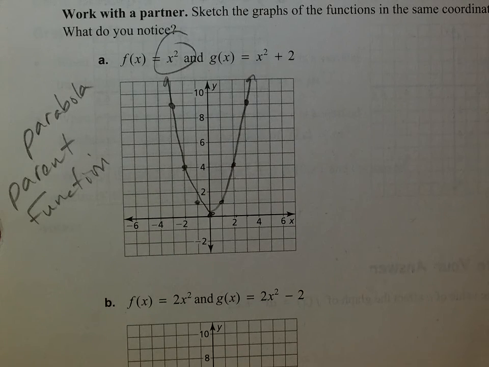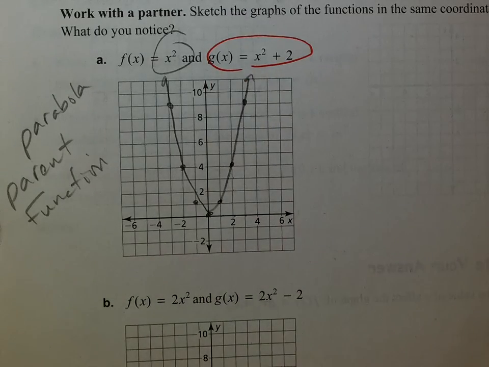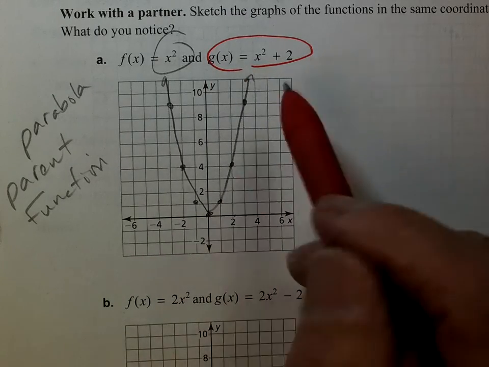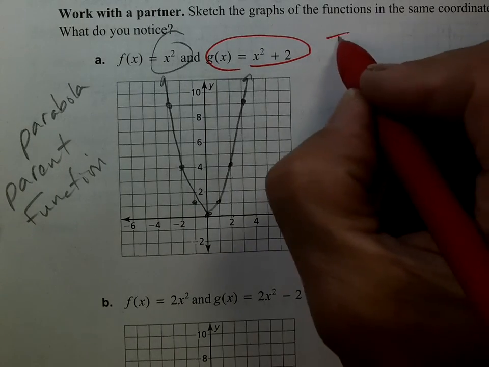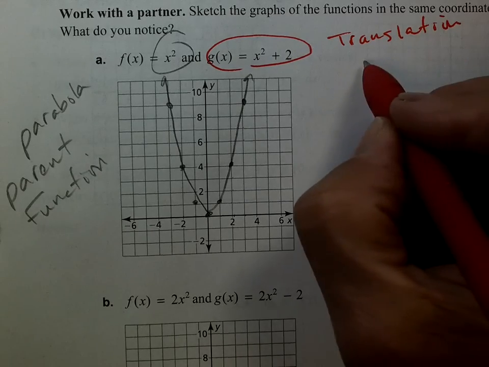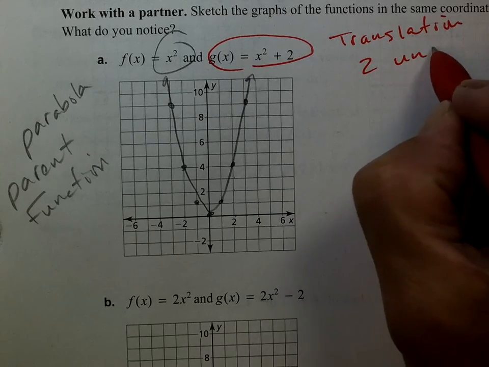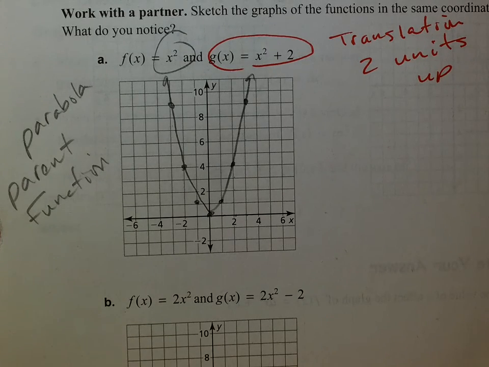And then what we're going to do with it is we're going to move it. So let's take a look at what we have. So now, if we want to graph g of x, we're just going to take this graph and we're going to move it. We're going to do a translation. So it's called a translation. We're going to go 2 units up. Right? That's what we're going to do. We're going to take our graph and just move our graph up 2.